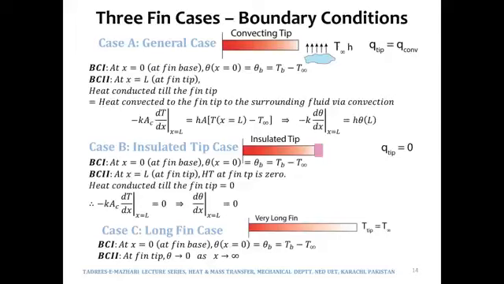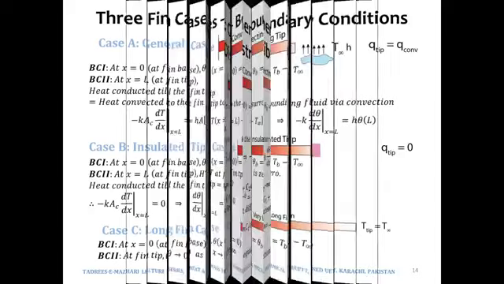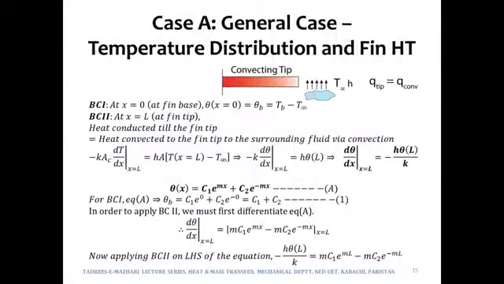So now, after having discussed the three boundary conditions, for the three cases, in fact the two boundary conditions for the three cases, let's start deriving the temperature distribution and fin heat transfer rate for each of the three cases. The first case would take a little bit of time, but the second and the third cases would be solved in no time.